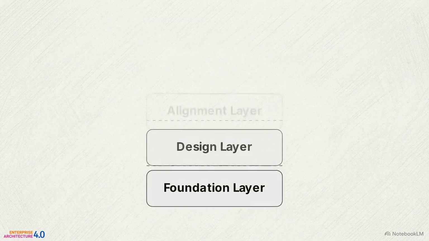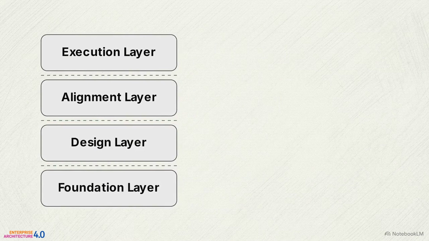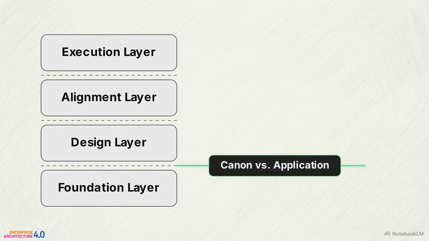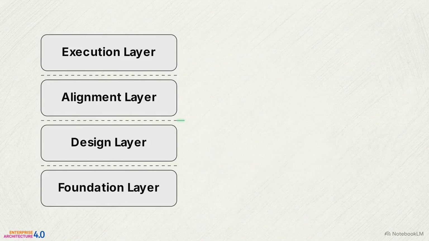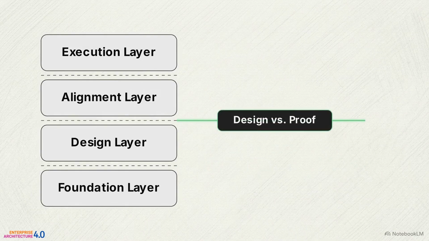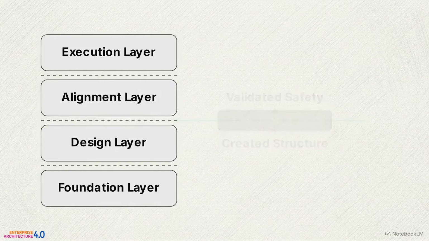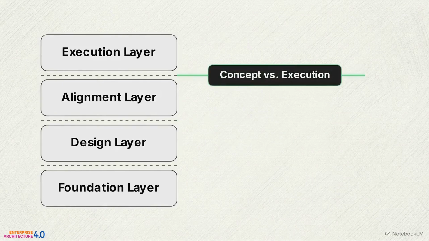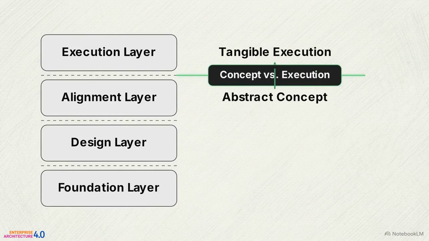To see the true value of the framework, we look at the boundary lines separating these 4 layers. The first boundary, between foundation and design, separates canon from application. It ensures that the universal rules in the foundation remain distinct from the contextual problem solved in design. The second boundary, between design and alignment, separates the design from the proof. Design creates the structure, but alignment is solely responsible for validating that the structure is safe and correct. The final boundary sits between alignment and execution, separating the abstract concept from the tangible execution.